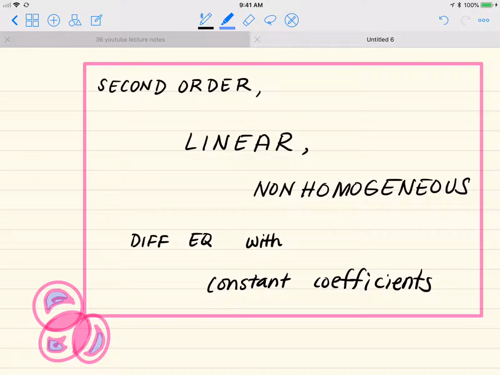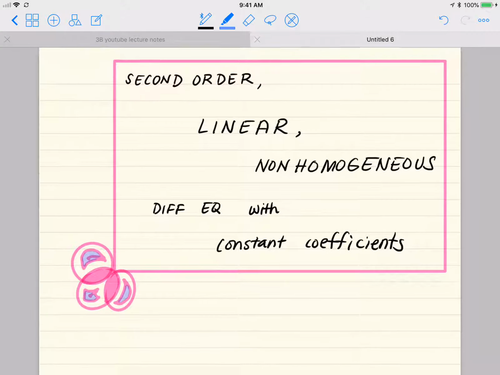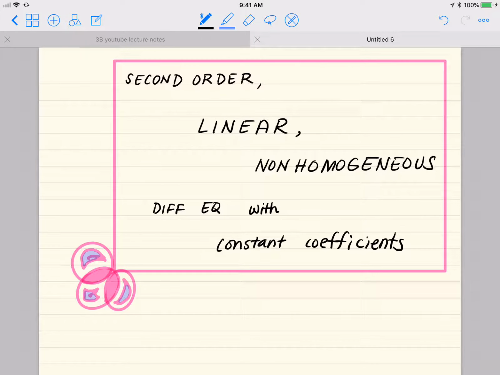Okay, so today, welcome. Today we're going to learn about second order, linear, non-homogeneous differential equations with constant coefficients. Okay, so unraveling all of this, we can figure out exactly what the differential equation is going to look like.